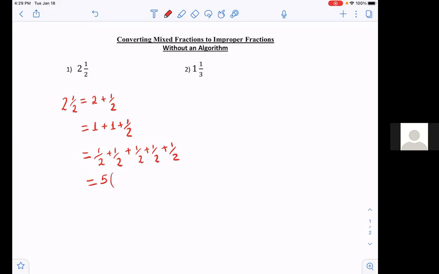5 halves, which is the same as simply 5/2. And that one, we know it is the improper fraction of 2 1/2.